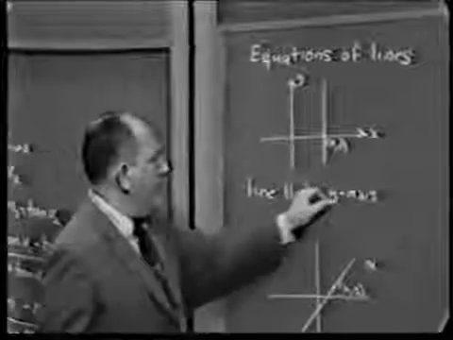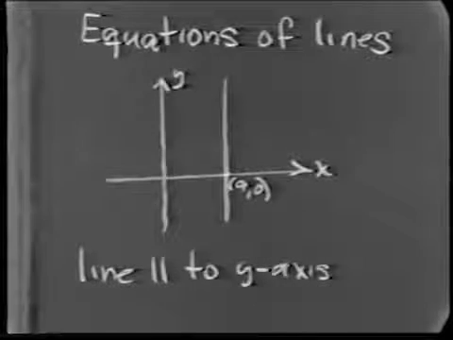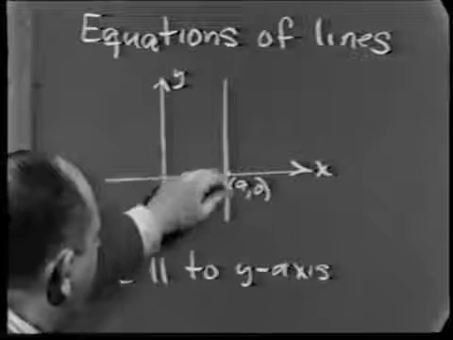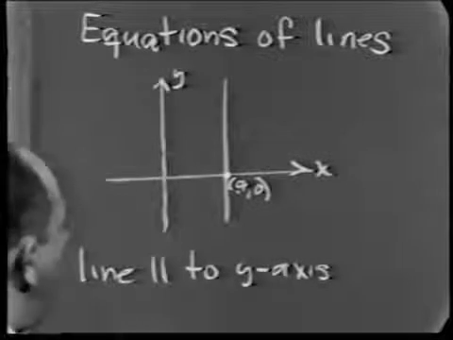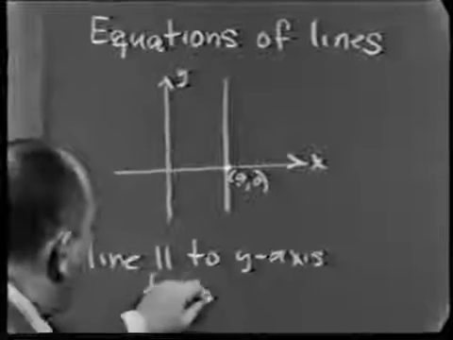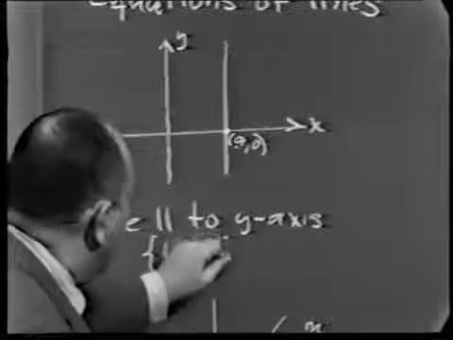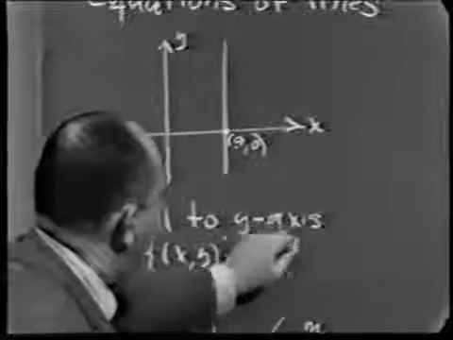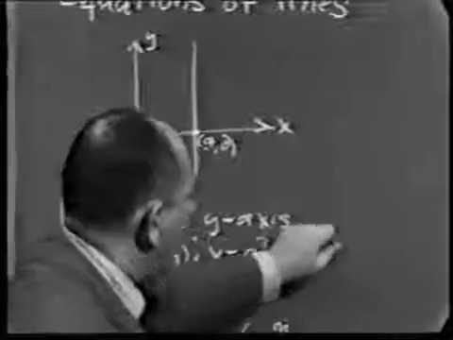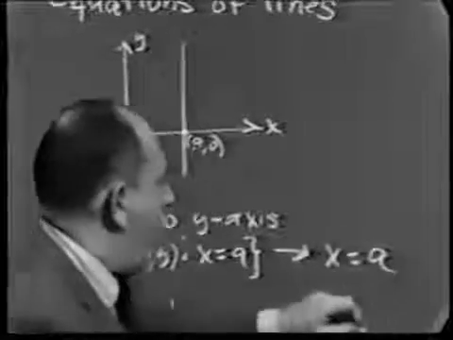The first possibility is that the line is parallel to the y-axis. If the line goes through the point a comma 0, notice that the only criteria for the point to be on that line is that its x-coordinate equal a. By the way, this is often abbreviated in a textbook as the line x equals a.